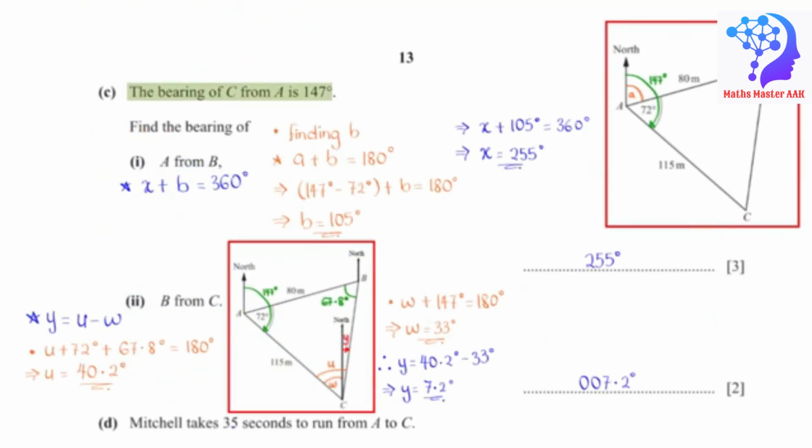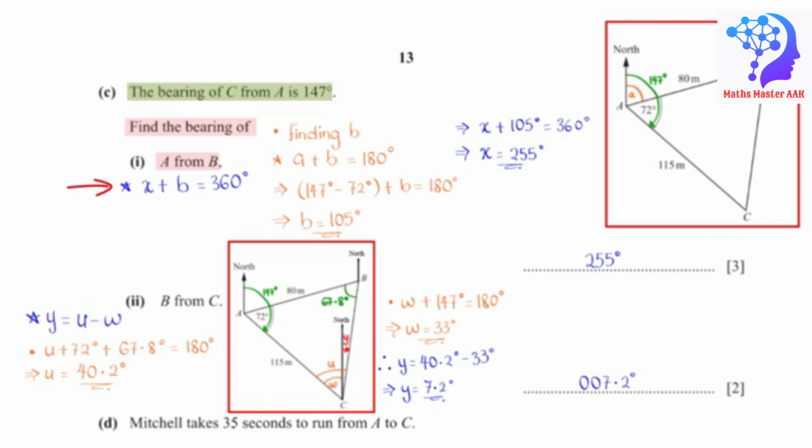The bearing of C from A is 147 degrees. Find the bearing of A from B. In the illustration, we have indicated the bearing of C from A with a green arrow, and we've indicated the bearing of A from B with a red arrow. We've labeled this as X.